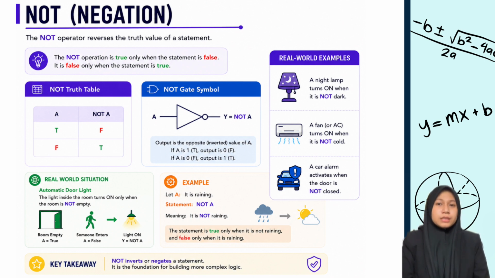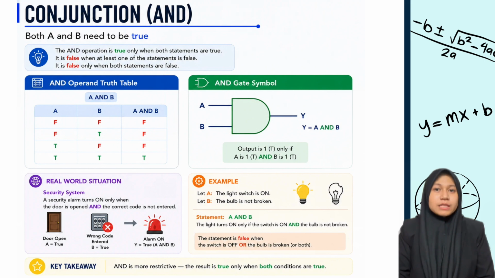We can also see NOT being used in real life. For example, a car alarm activates when the door is not closed, and an automatic room light turns on when the room is not empty. In conclusion, the NOT operator simply inverts the statement and is one of the basic building blocks of logic and digital systems. Next, I will explain the AND operator, also known as conjunction.